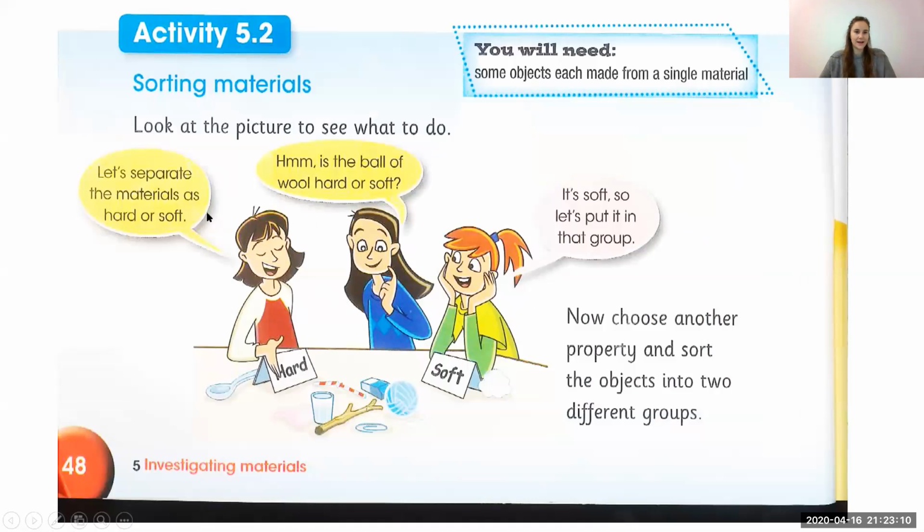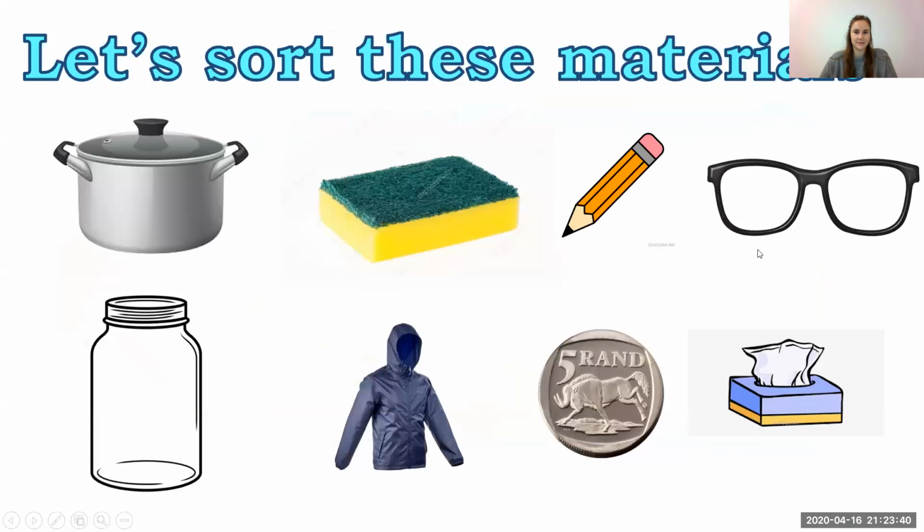So here we have 3 different girls. It says, look at the pictures to see what to do. It says, let's separate the materials as hard or soft. This girl says, is the ball of wool hard or soft? She says, it's soft. So let's put it into the soft group. So we move that ball of wool into the soft group. Next time we will sort the rest.